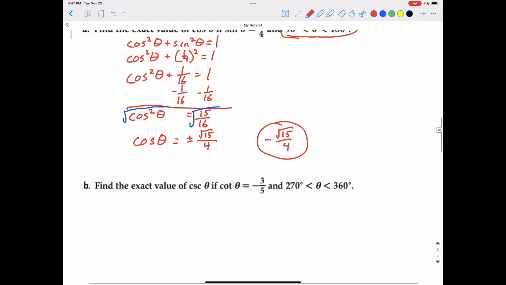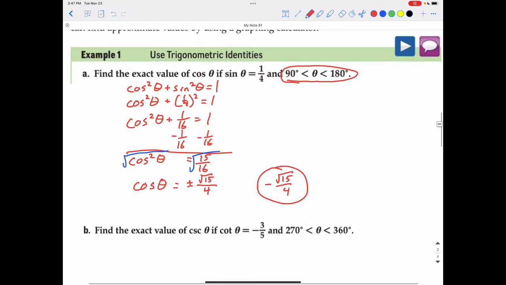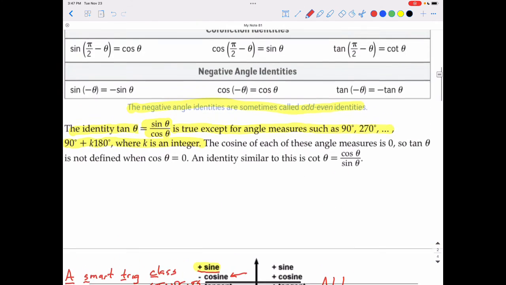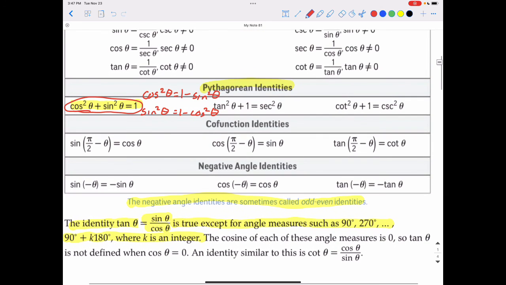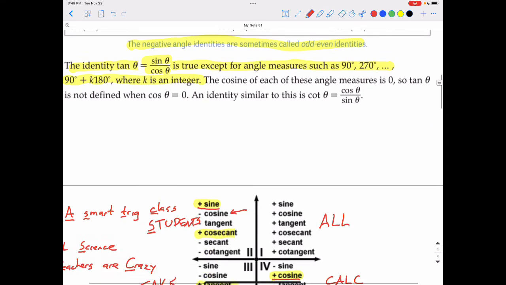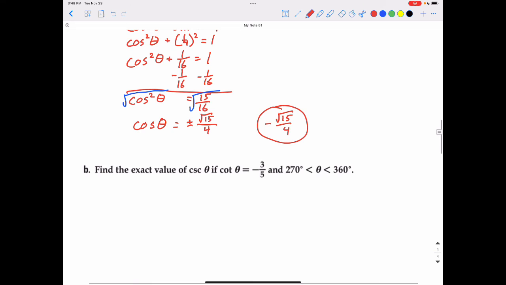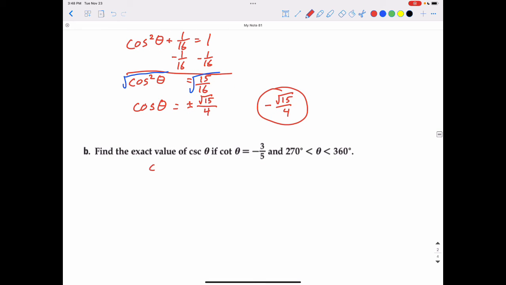Part B, find the exact value of cosecant if cotangent theta is negative 3/5 and 270 is less than theta is less than 360. So as I go up to my trig identities, I do see right here a trig identity that involves cotangent and cosecant. Cotangent squared theta plus 1 equals cosecant squared theta. So I'm going to write that down. Cotangent squared theta plus 1 equals cosecant squared theta.